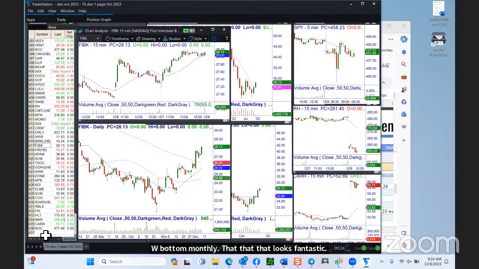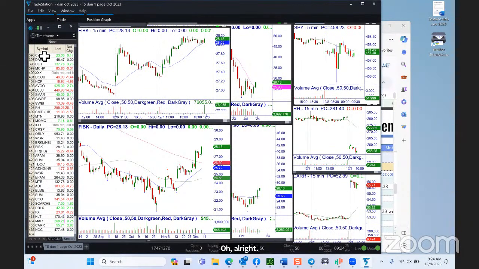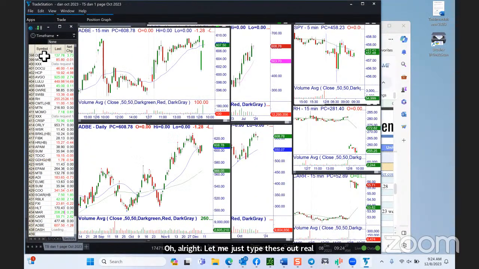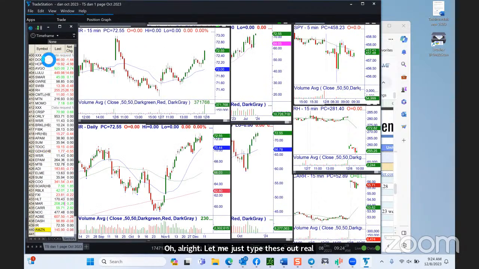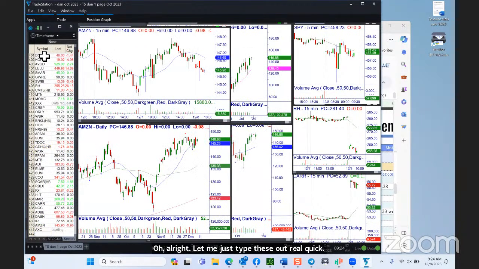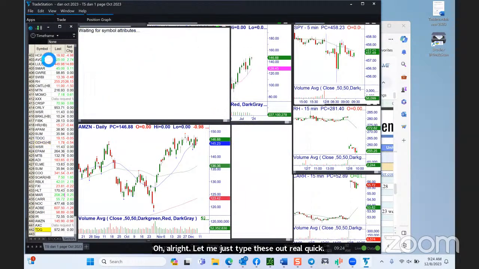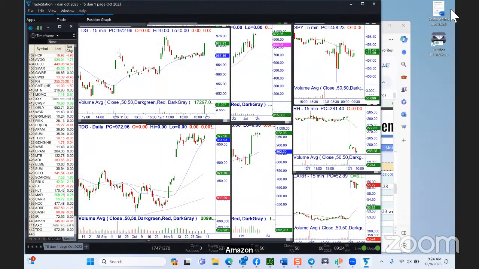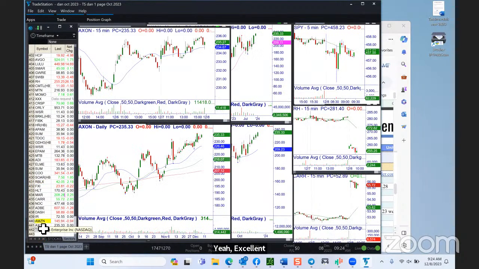All right, actually, let me just type these out real quick. Amazon, AXC. Yeah, that's the wrong symbol. I couldn't read it. Axon.